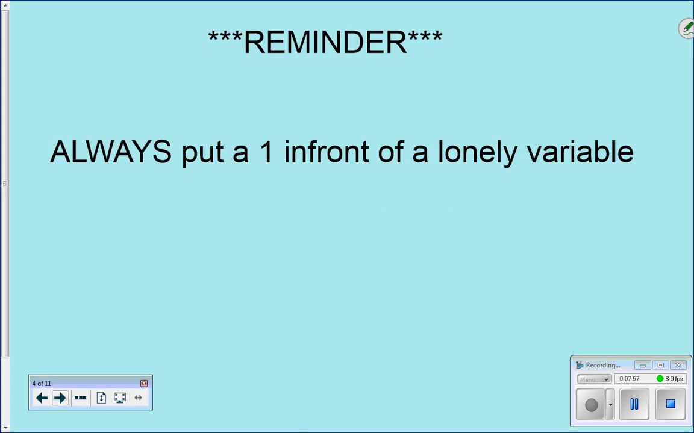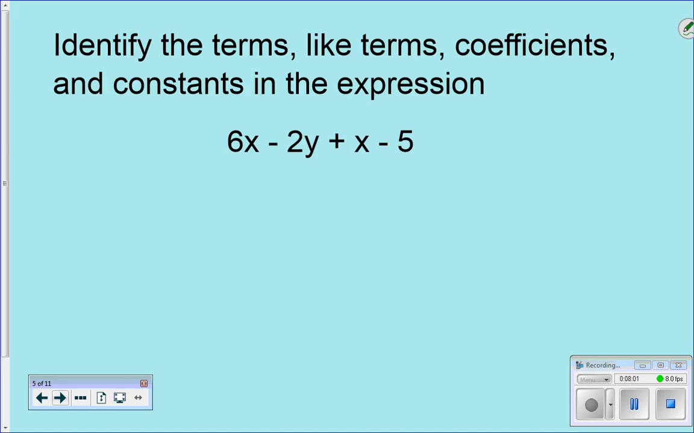One in front of lonely variables. We kind of talked about that the other day. Don't forget, you have to do it today. So first three problems in your homework today is going to give you an expression that's going to tell you to name the terms, like terms, coefficients, and constants. Okay? So first thing you're going to do is you're going to look at it, and I don't care if you use your colors. I don't care what you do. Like I like to circle my two things that can go together. Really nothing else can up there. So my terms today, what are my terms here?